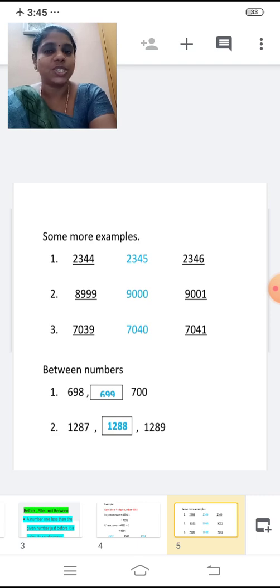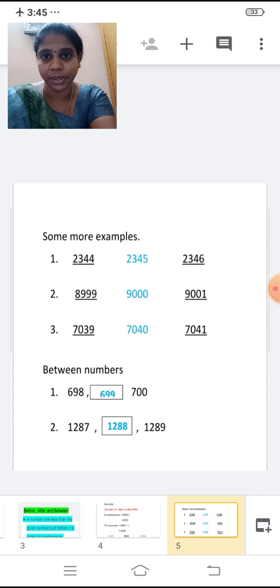Very good. So now tell me, what is the successor of 9,000? What number will come after 9,000? Add 1 to the number 9,000 and tell me the answer. So 9,000 plus 1, 9,001. So the successor is 9,001. Clear, children?